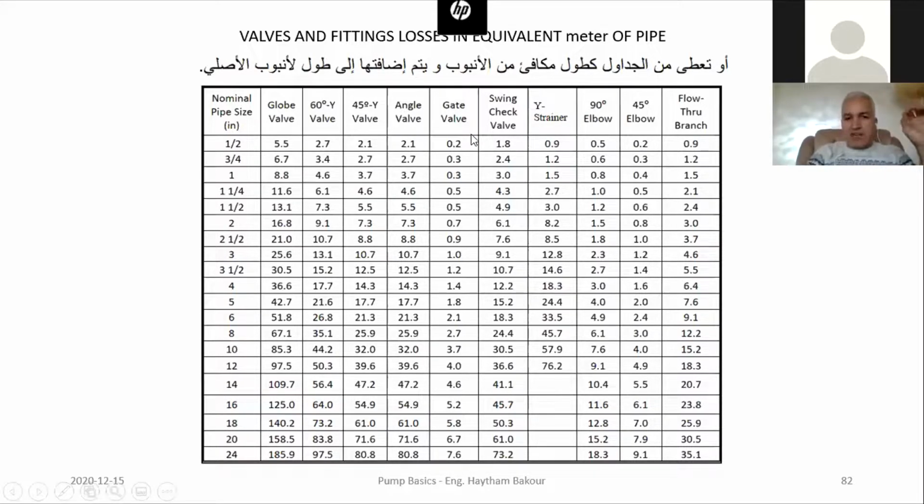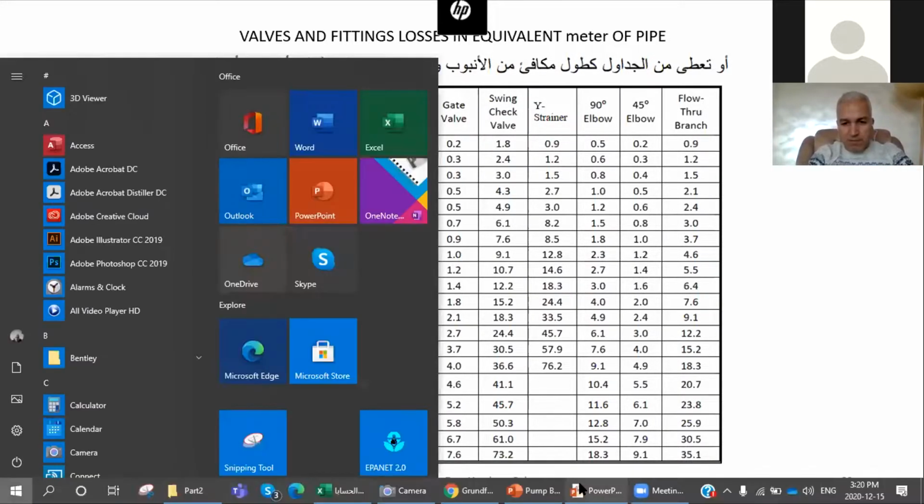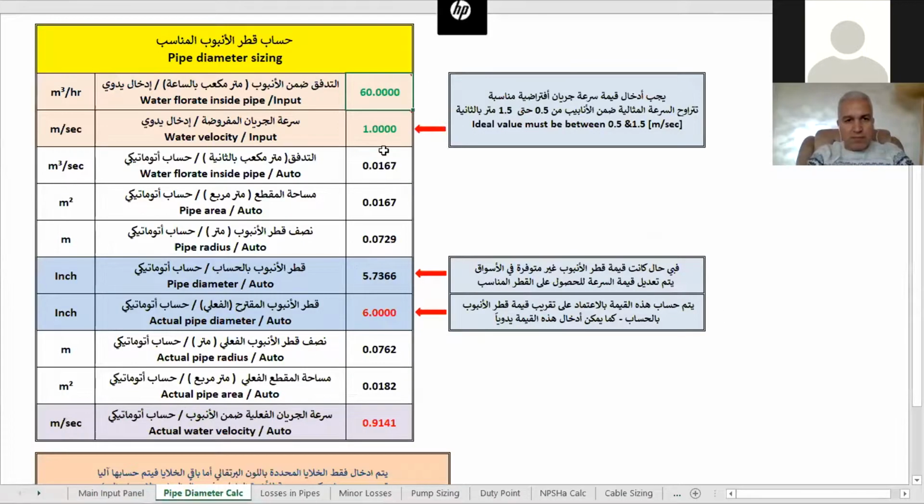Currently, it is based on the type of accessory and the diameter. We are calculating those losses, and then we are applying the speed equation formula.